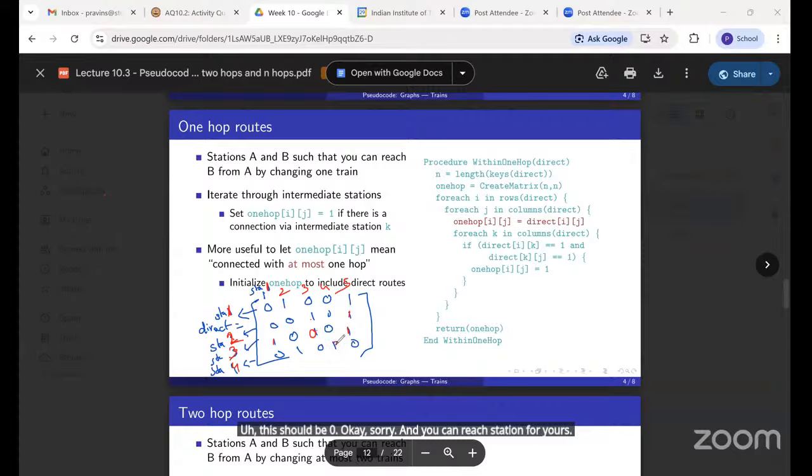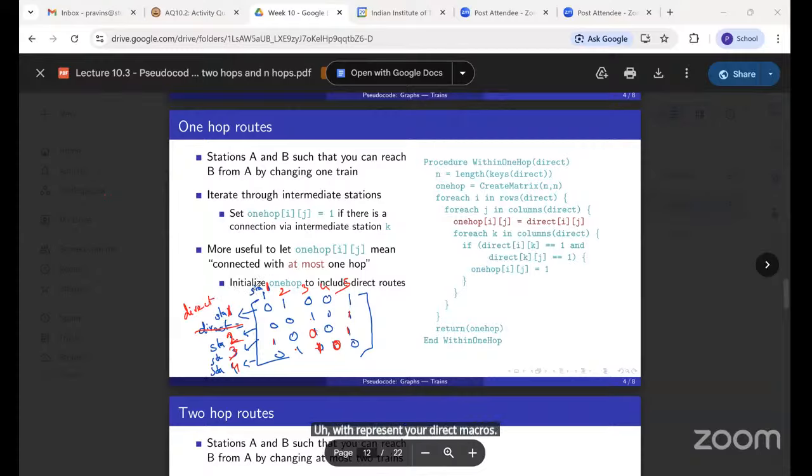In station 5, similarly, this should be 0. We'll take this as 1. In station 4, you can reach station 2 and station. These are all the stations that you can reach, which represent your direct matrices.